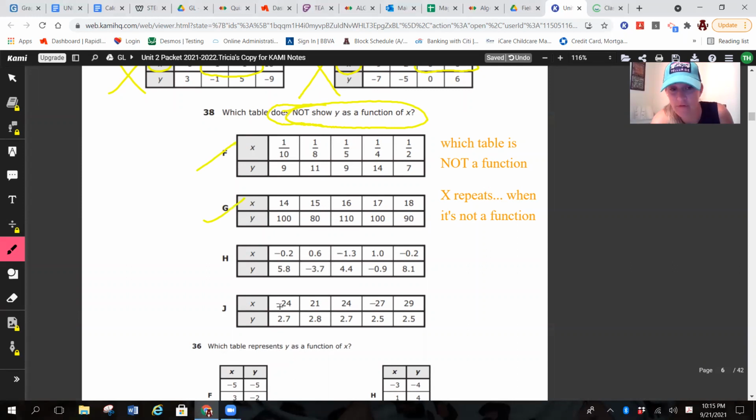So all of these are functions. Negative 0.2, 0.6, 1.3, 1.0, negative 0.2. All right. This one is not a function because X repeats. So we want to bubble in H.